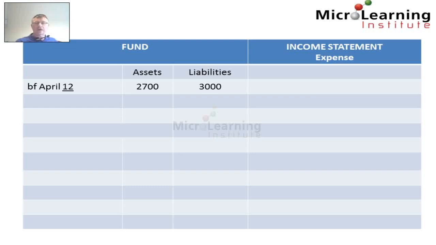We're told in the question that brought forward from April 2012, the fund contained assets with a value of $2.7 million and liabilities with a value of $3 million.